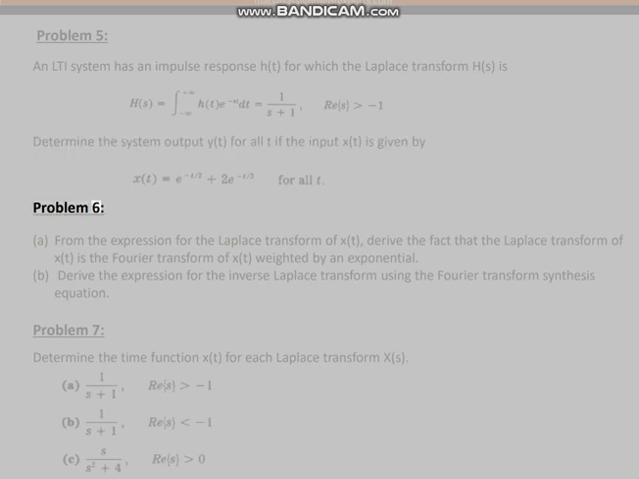Problem 6. A. From the expression for the Laplace transform of x(t), derive the fact that the Laplace transform of x(t) is the Fourier transform of x(t), weighted by an exponential. B. Derive the expression for the inverse Laplace transform using the Fourier transform synthesis equation. Problem 7. Determine the time function x(t) for each Laplace transform X(s).